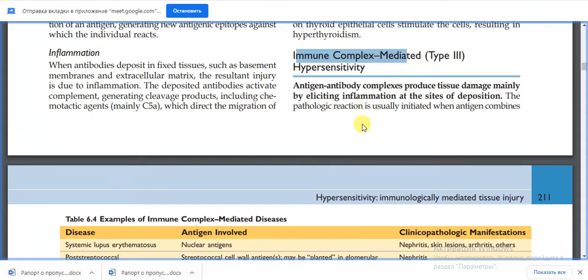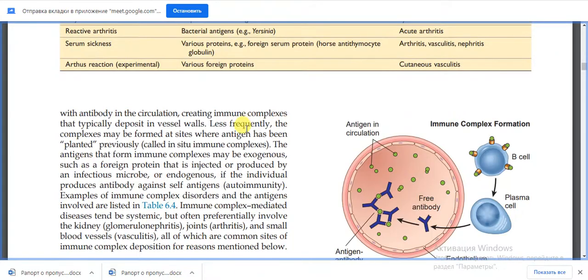Okay, antigen antibody complexes produce tissue damage mainly by eliciting inflammation in the sites of deposition. So you remember that antigen antibody, when they attach together, they promote the activity of complement system. Okay, let's check it out.